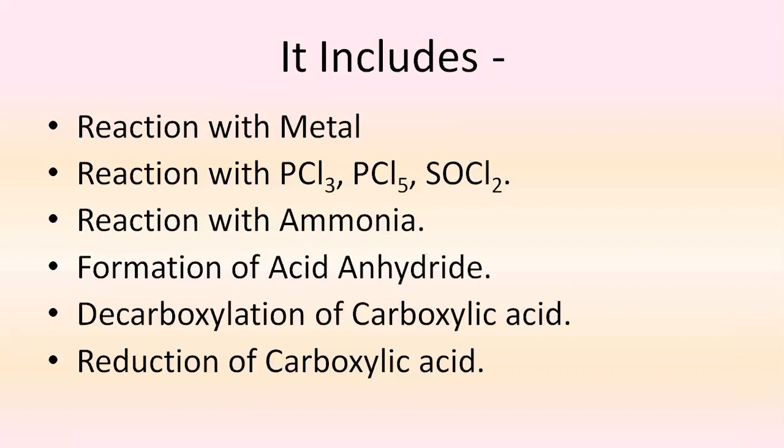The reaction is mainly based on which type of bond is broken in a carboxylic acid. Either the bond between the carbonyl group and hydroxy group is broken, or the bond between R, that is the alkyl group, and the C double bond O group is broken, and it forms different products. So mainly which type of cleavage takes place in the carboxylic acid structure, according to that it shows different types of chemical reactions.